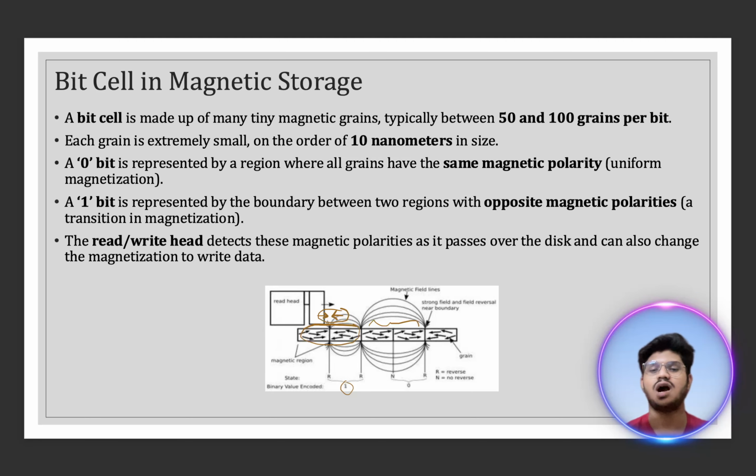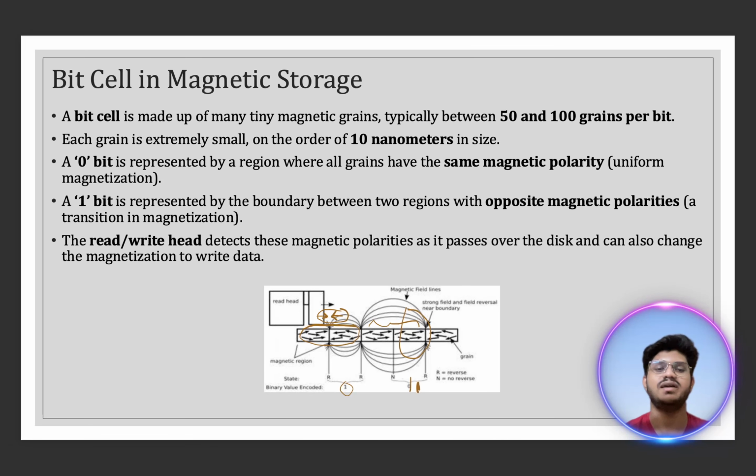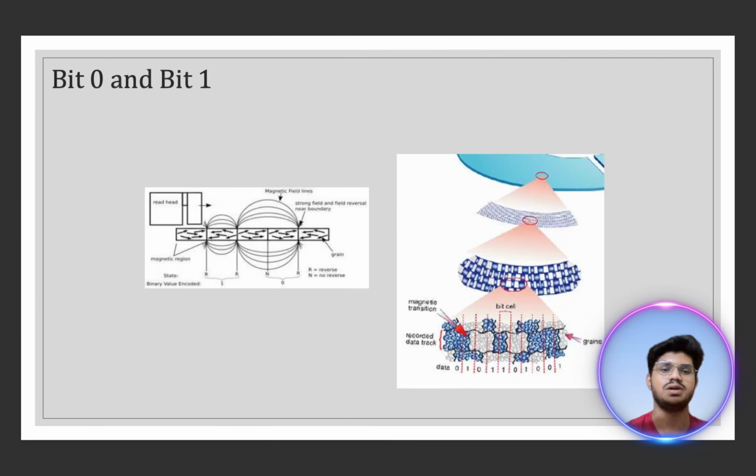So suppose I want to change this 0 to 1, I want to write this data. What I will do is apply a magnetic field and change the polarity of this particular portion. Then this 0 will become 1. So in this way the data is read or written in the disk. The example is there in the next slide.